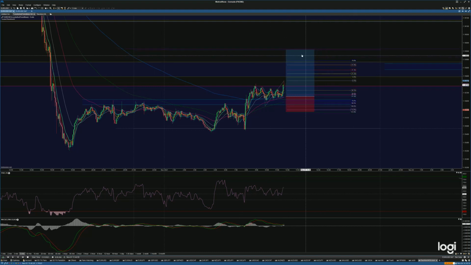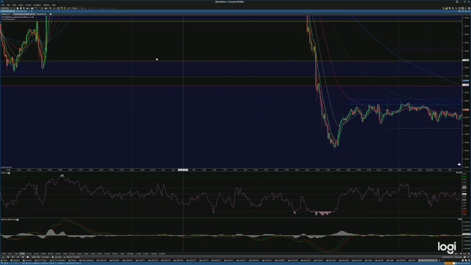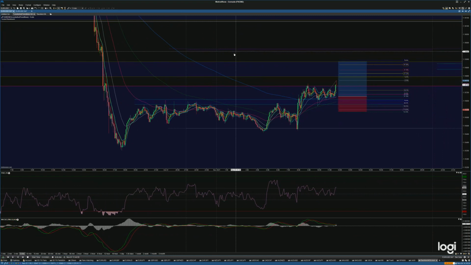Now, I didn't hold out for all that. I took a lot less because I'm thinking, well, you've got this supply and demand zone there. So this is roughly what I went for.